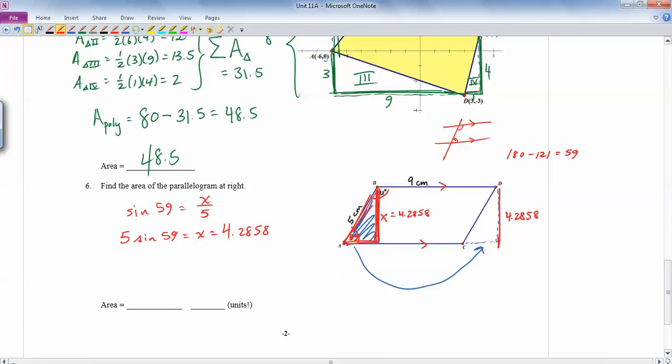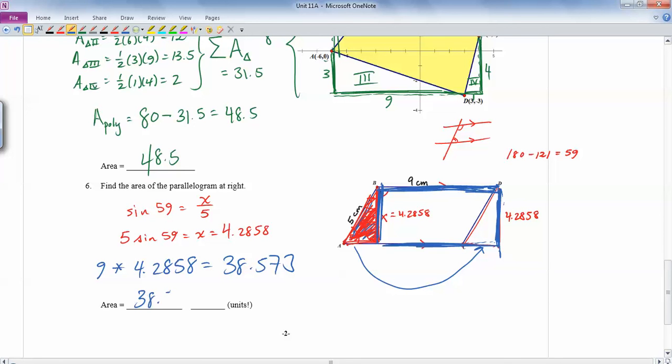And remember, if I cut this triangle off and I put it right here, then instead of the full parallelogram, now what I have is this rectangle right there. And I know that the base of the rectangle is 9, and the height of the rectangle is 4.2858. So if I just multiply those two together, then I end up with the area of the parallelogram, 38.573. Let's see, if these are centimeters for the length, then the area is centimeters squared.